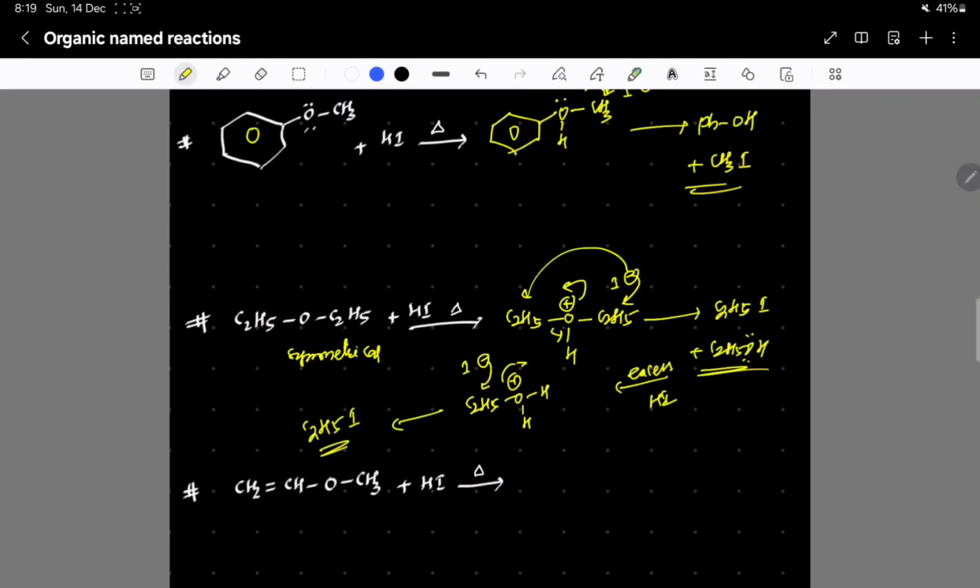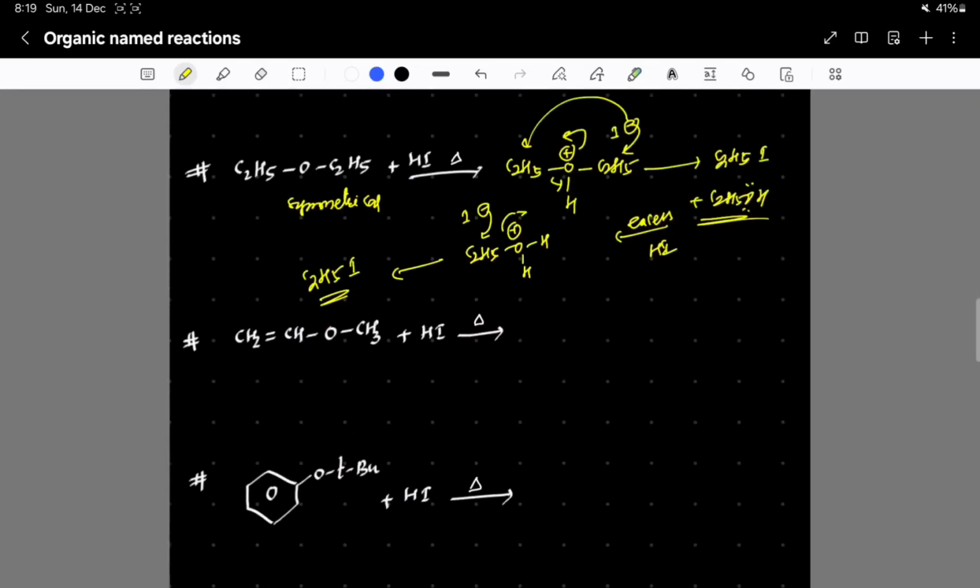Okay, now look at this, the examiner has given excess of HI or 2 equivalents of HI. Not given 2 equivalents of HI, not given excess of HI, simply given HI, student, you can go for the single step process only, right? Now if we have this type of compound, CH2=CHOH, right? This type of reaction is also very important, student.